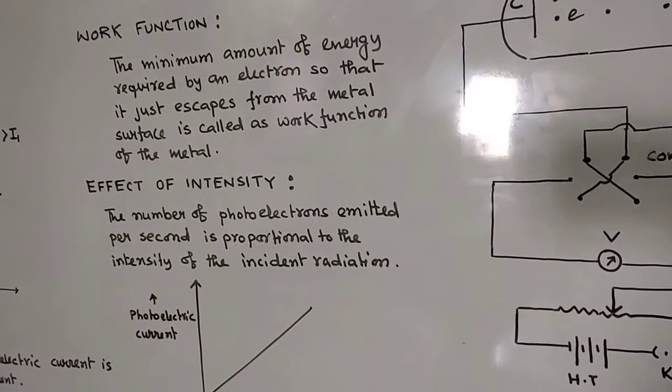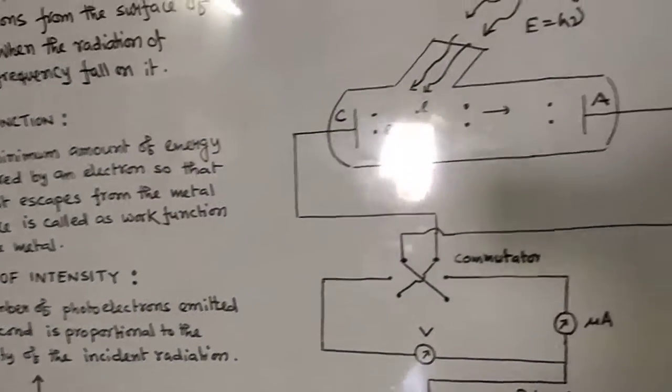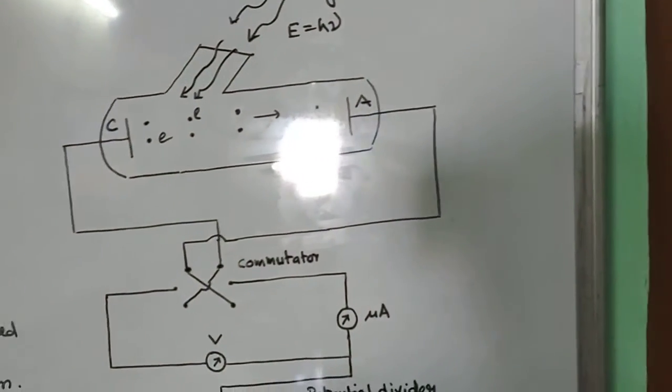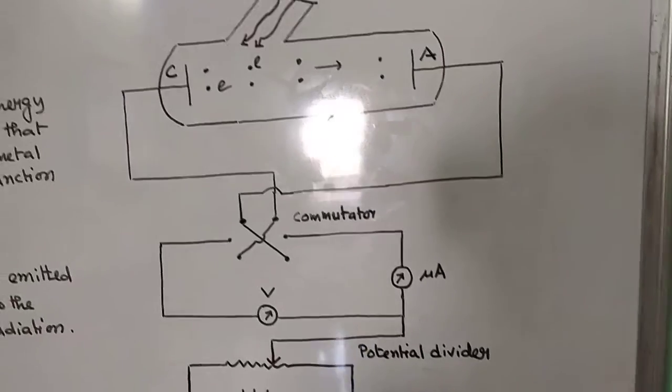Now the next one is the effect of intensity. If we increase the intensity of incident light, what happens basically, more electrons will come out, and more electrons means more current.